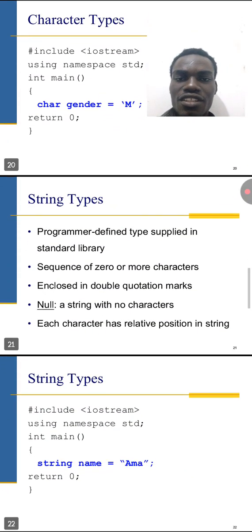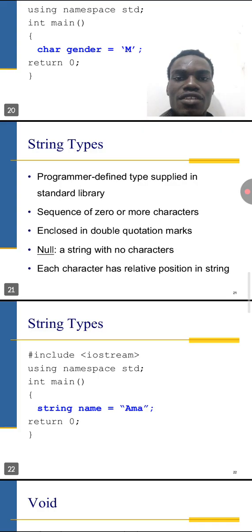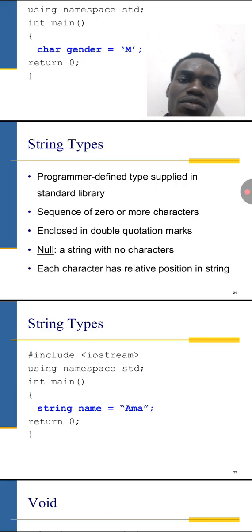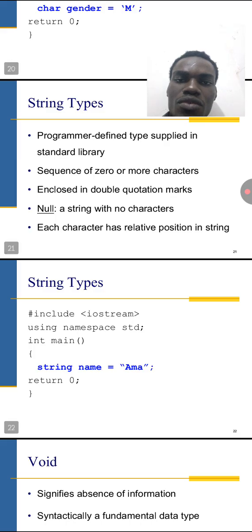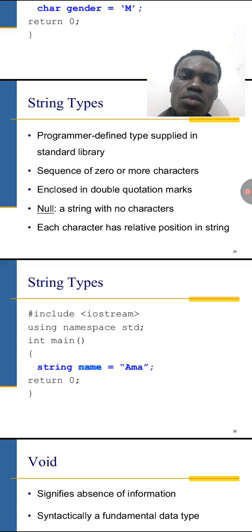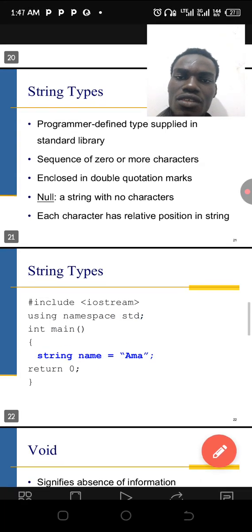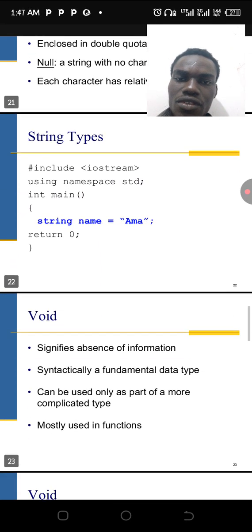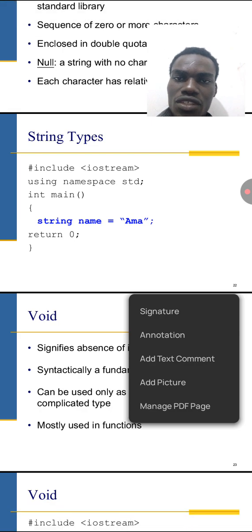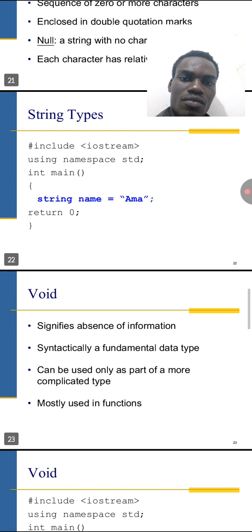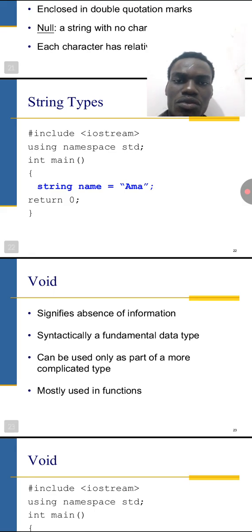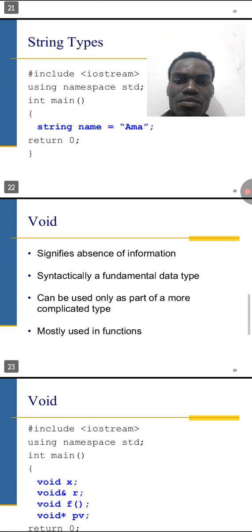String types. Let's look at string types. Programmer-defined types supplied in the standard library. A sequence of zero or more characters, enclosed in double quotation marks. So here's an example of the string type, which is enclosed in double quotations.